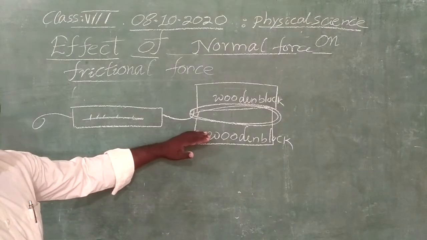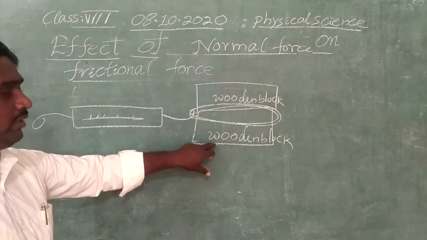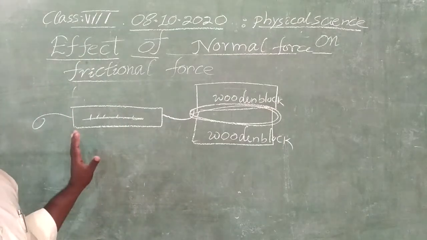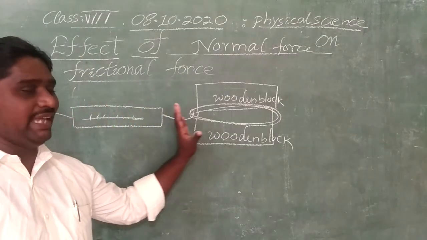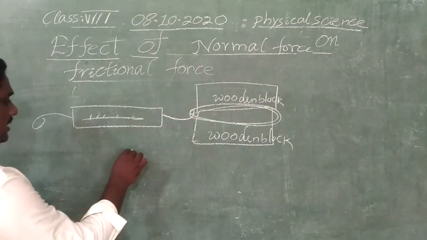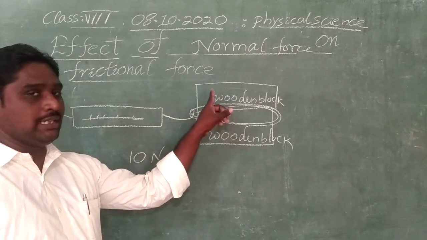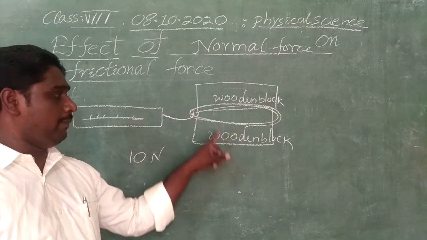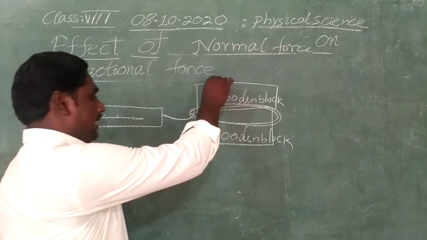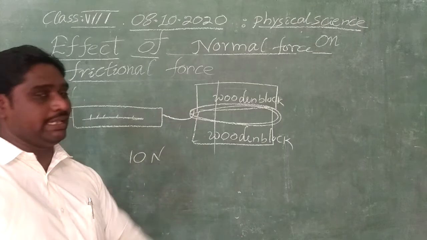How much is the frictional force when we add another wooden plank on the wooden plank, pressing it down? What happens? The frictional force changes. It offers a maximum frictional force. That is, the frictional force increases. Let it be 10 newtons. Okay, students, when another wooden plank is put above the wooden plank, the normal force increases. If the normal force increases, the frictional force also increases.